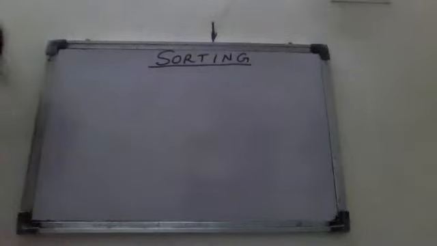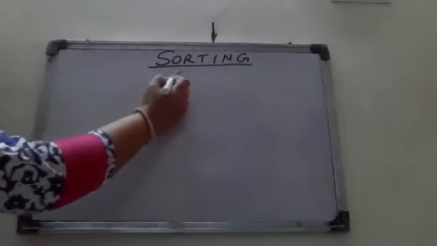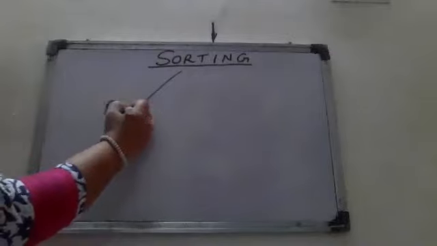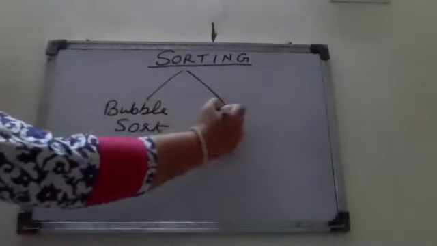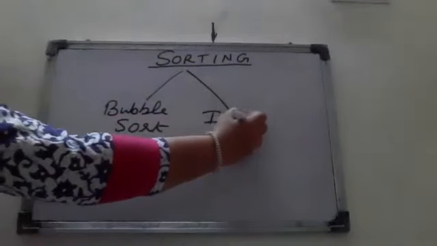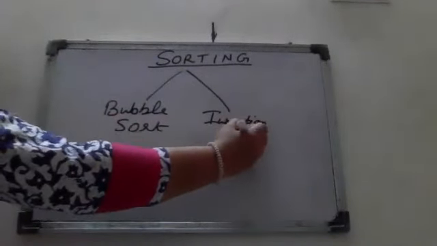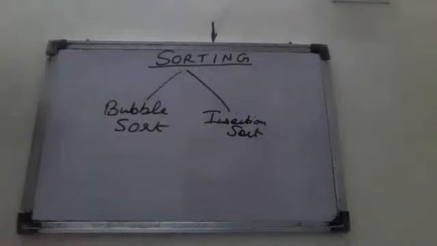Today's topic is sorting. This chapter is continuing from the second chapter itself. In the previous video, the sortings are of two types. The first is the bubble sort, and the second is the insertion sort. So in our syllabus, we have two types of sorts, bubble sort and insertion sort.